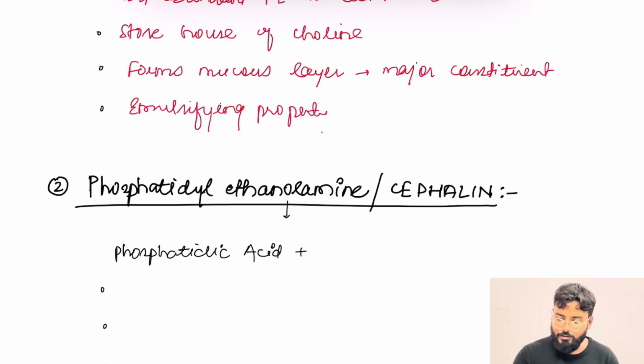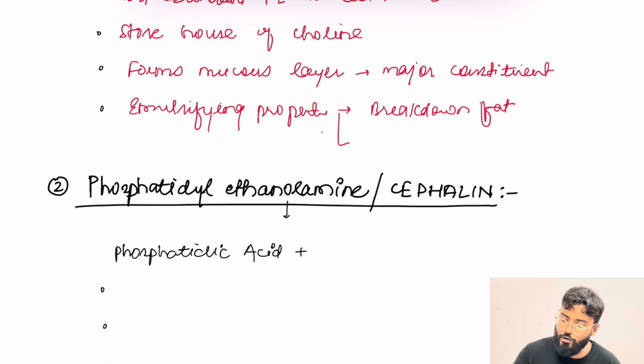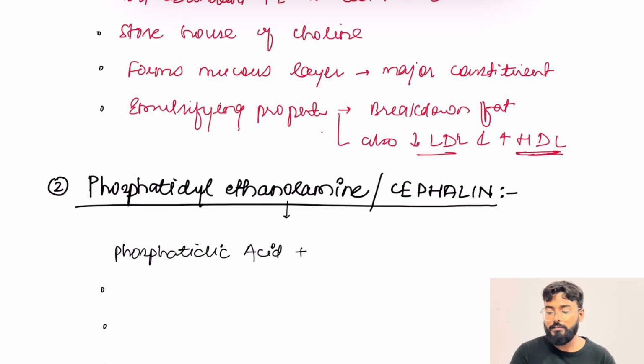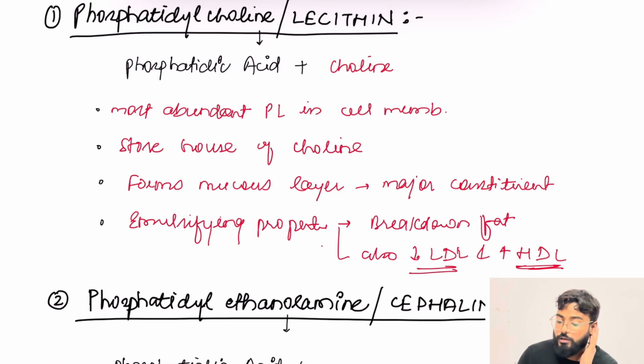And because of this, it is going to break down fat and also decreases low density lipoproteins and increases high density lipoproteins. These are good one, this is the bad one. High density lipoprotein is said to be good, whereas the low density lipoprotein is said to be bad. So these are the functions and the location where they are found.